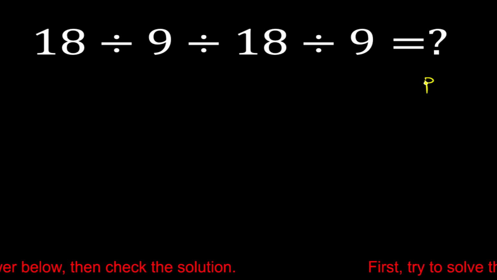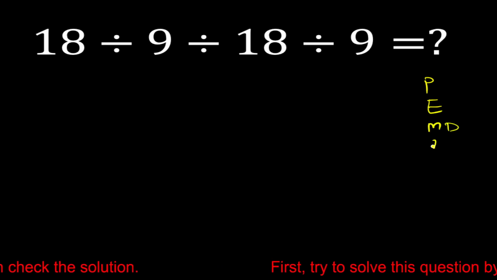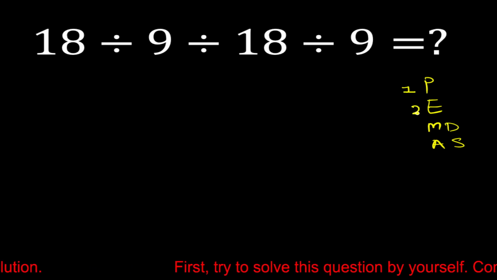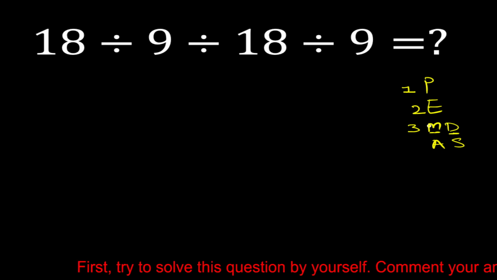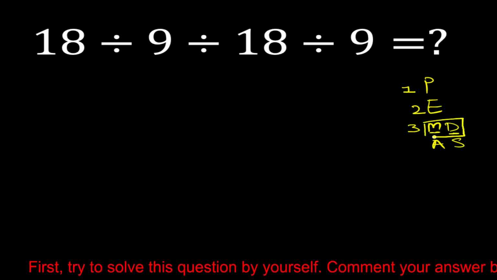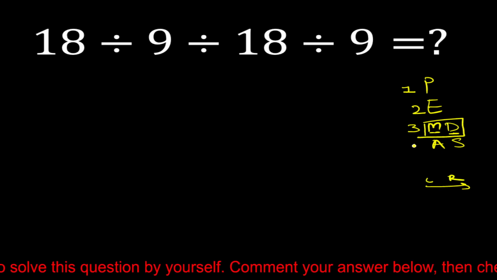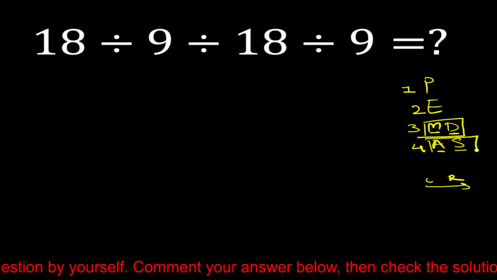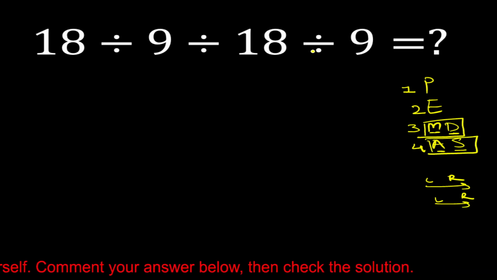PEMDAS. According to the PEMDAS rule, first priority is parentheses, second priority is exponents, third priority is multiplication and division. Here multiplication and division both have equal priority, so we have to solve from left to right. And fourth priority is addition and subtraction. Also both have equal priority, so we have to solve from left to right, okay?